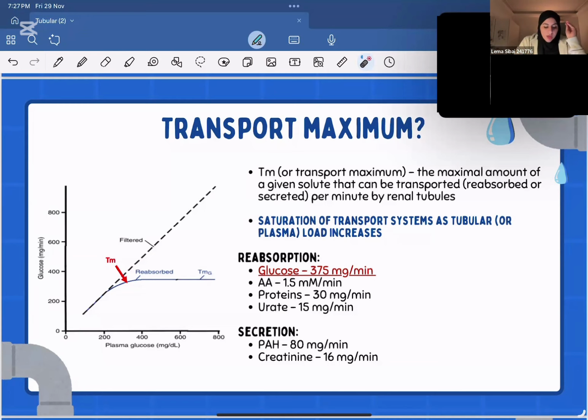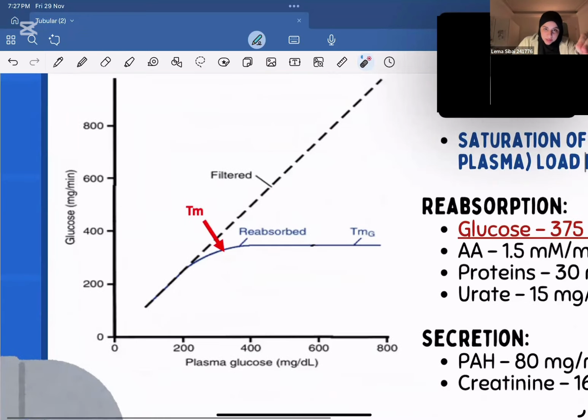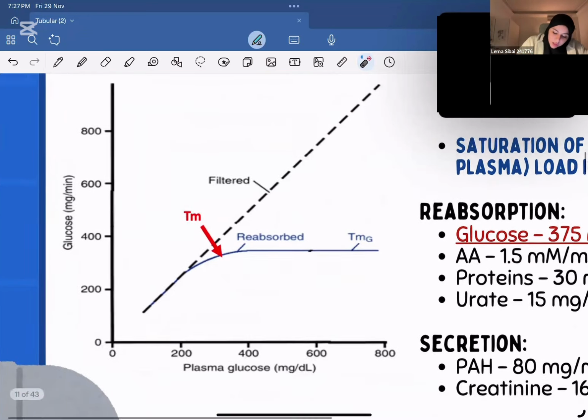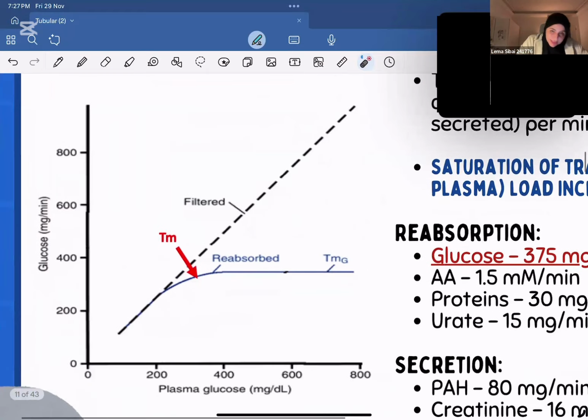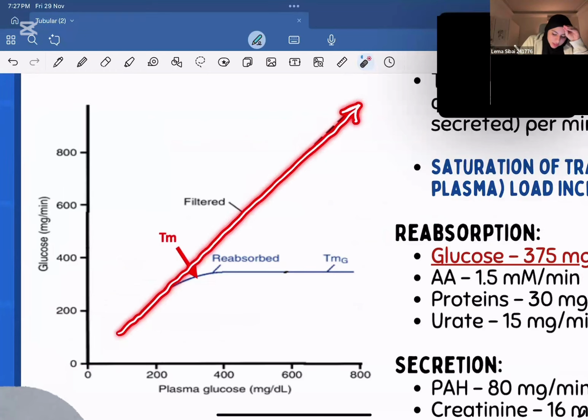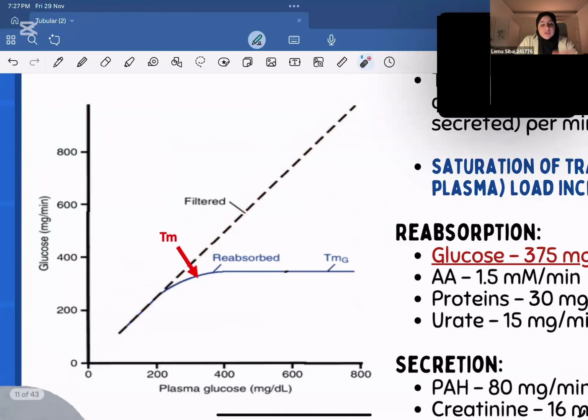If I lost you, I'll re-explain with this graph. So for example, when all of the plasma is initially being filtered through Bowman's capsule, it represents this line. You see this line that's dotted? It's filtering linearly, endlessly, until whenever it stops filtering.